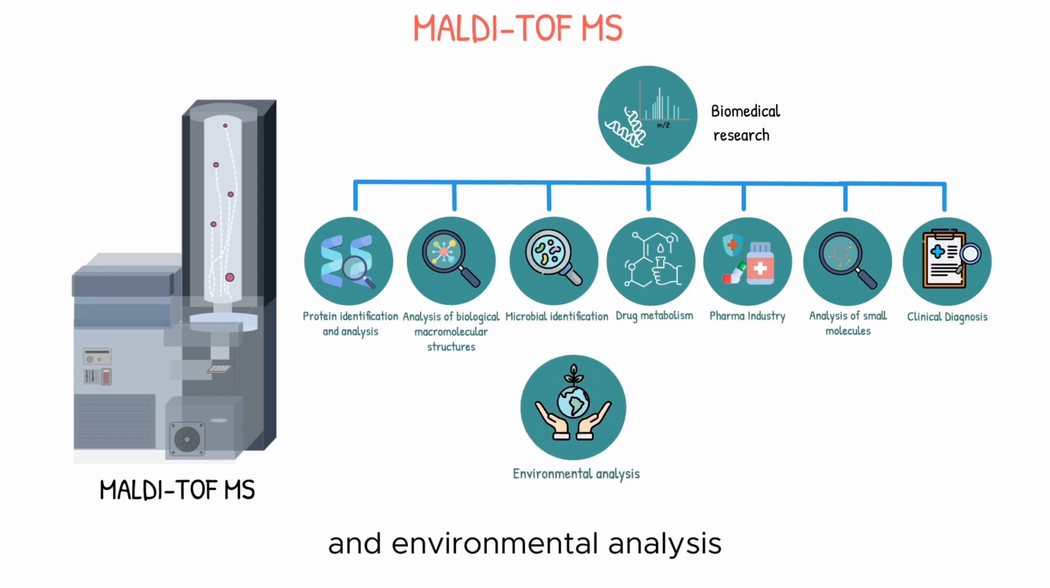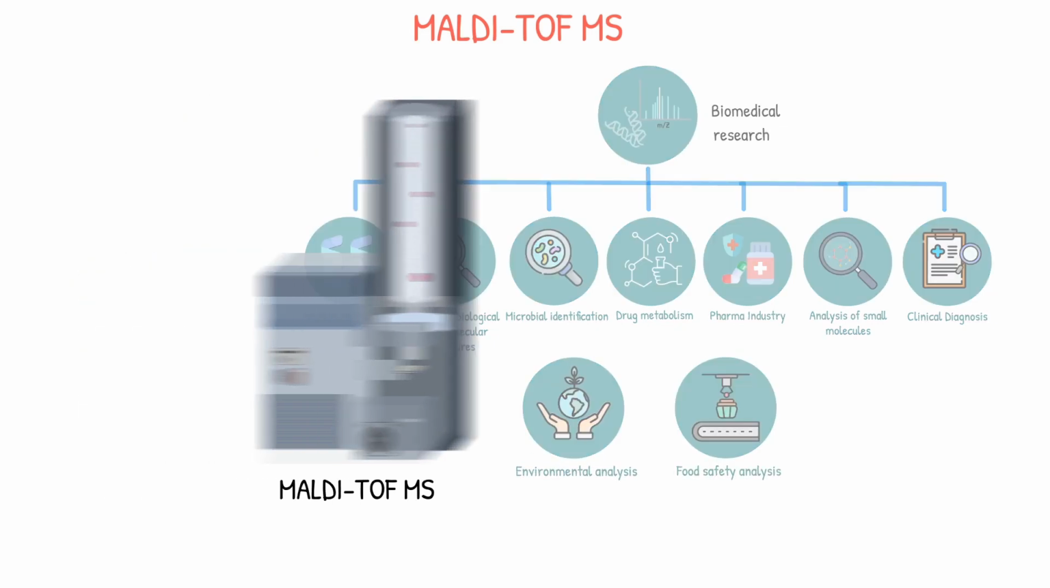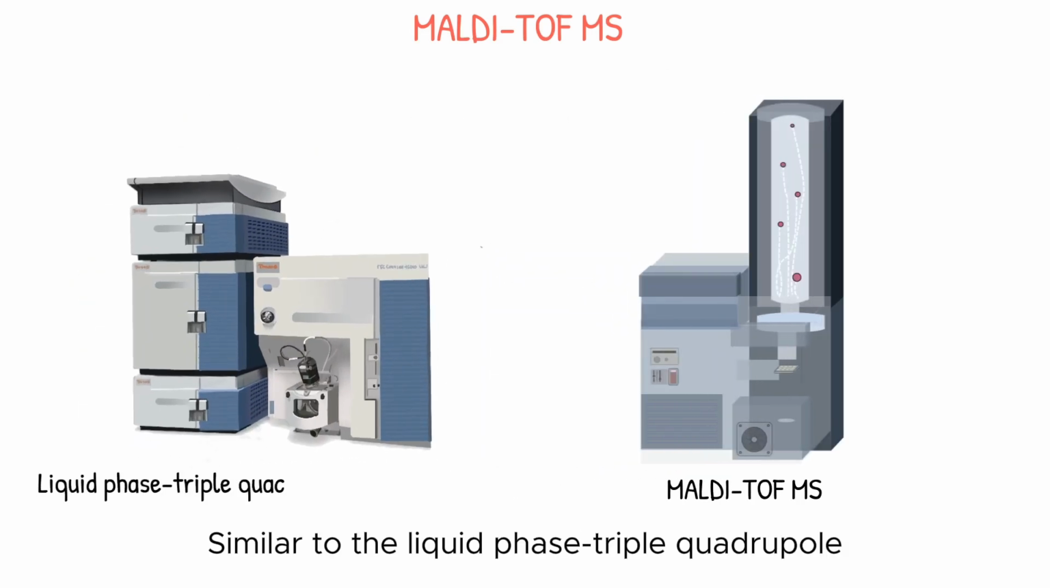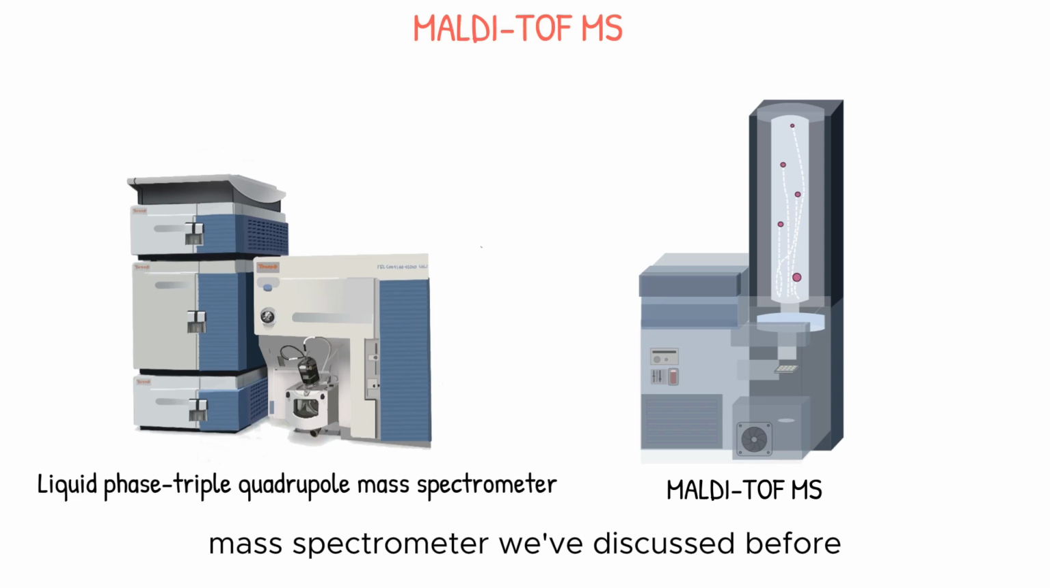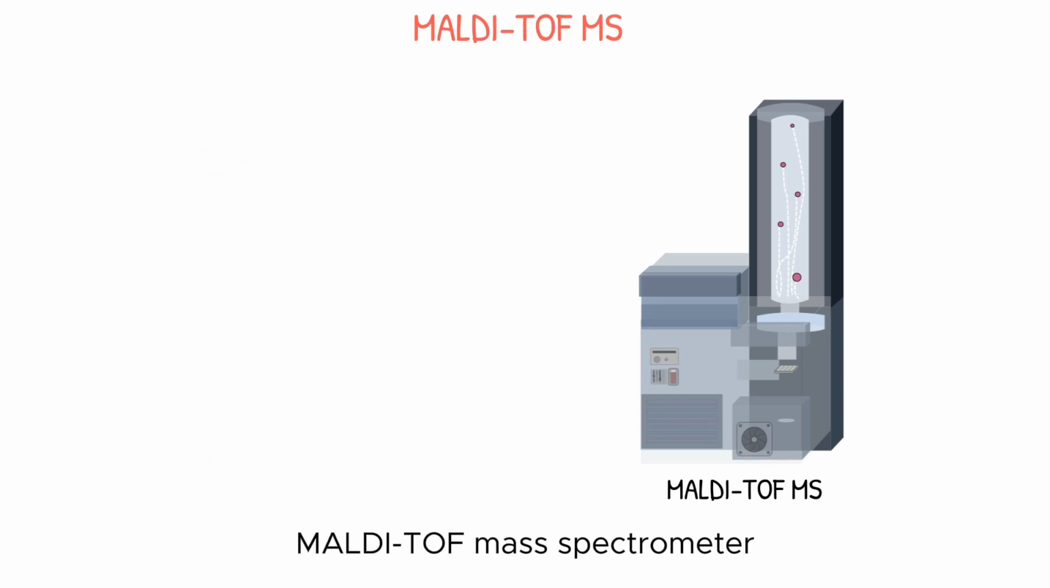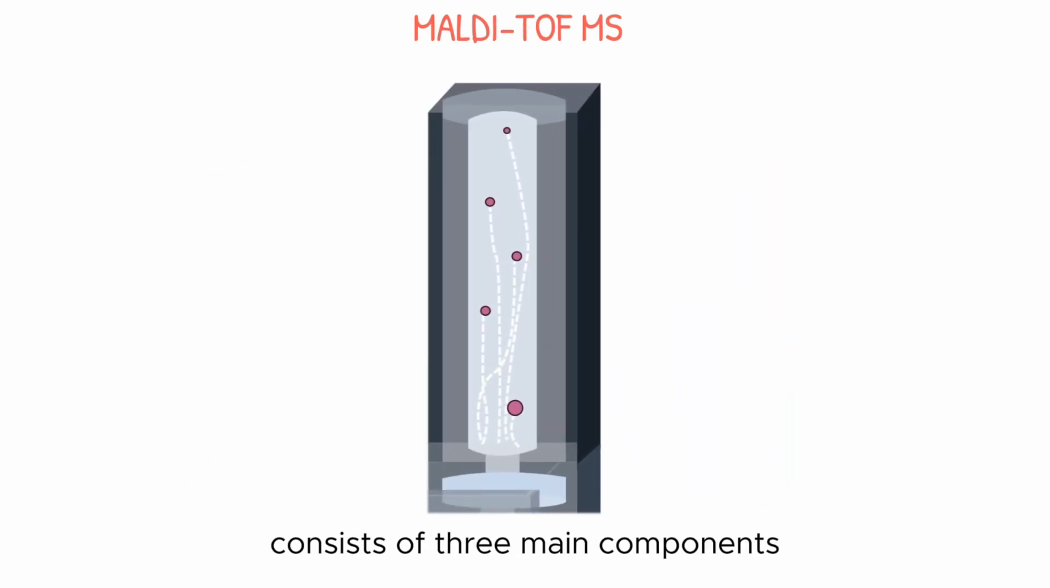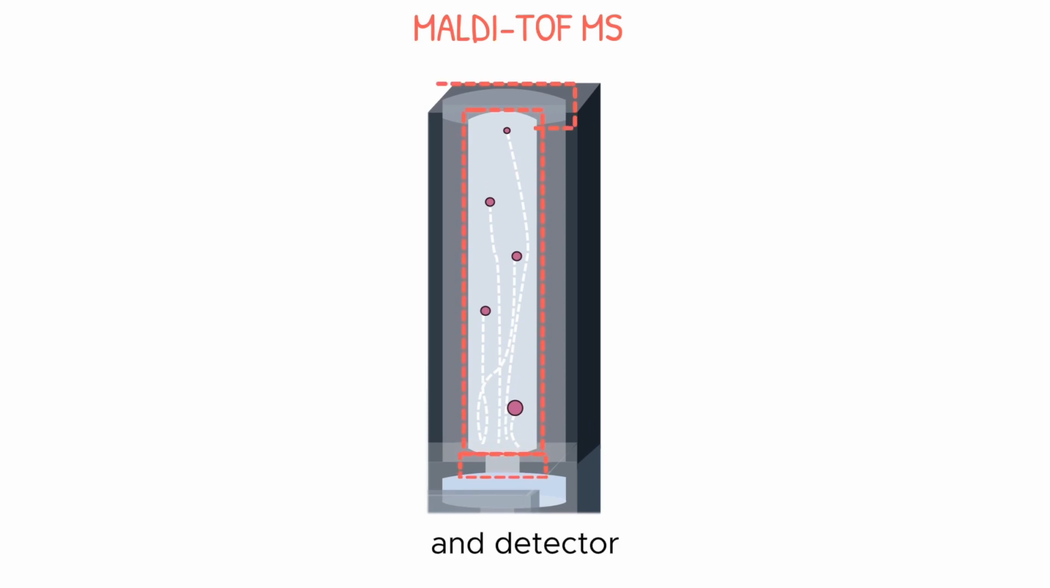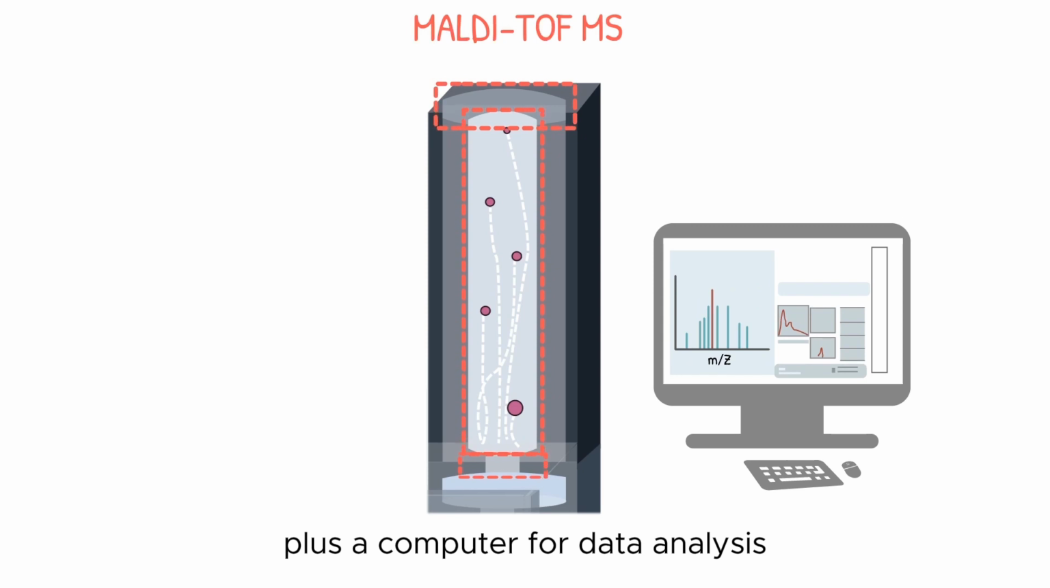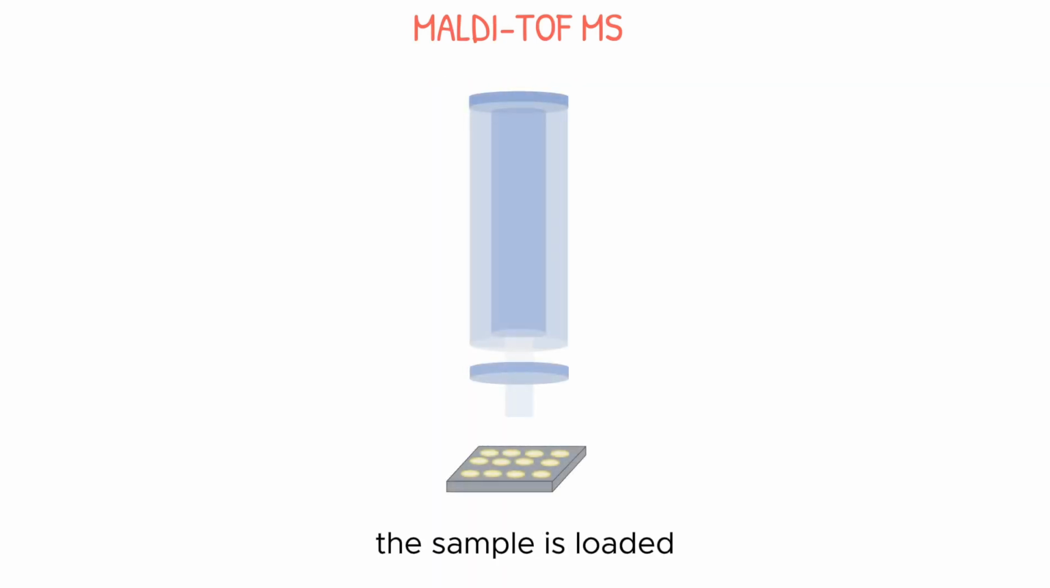Similar to the liquid phase triple quadrupole mass spectrometer we've discussed before, MALDI-TOF mass spectrometer consists of three main components: ion source, analyzer, and detector, plus a computer for data analysis. First, the sample is loaded.